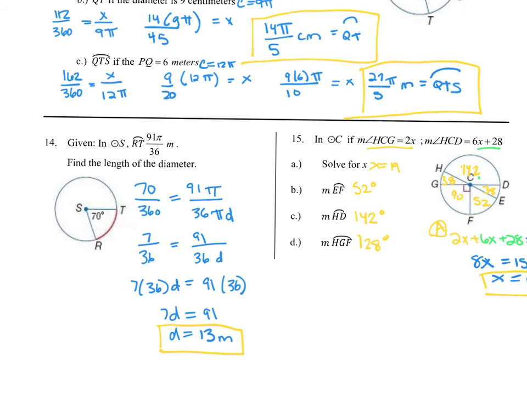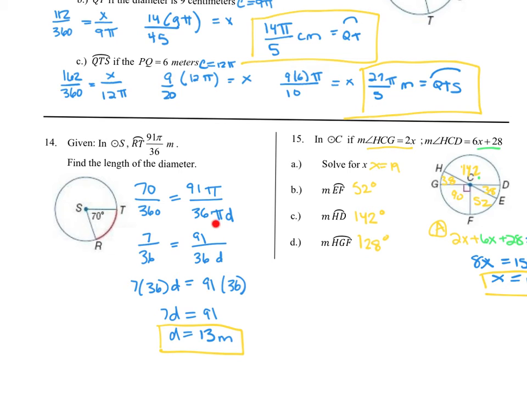All right, so let's start with number 14. Number 14 asks us to find the diameter. So I'm given the arc length here. If this is a central angle of 70, then this arc here is 70. So that's 70 over 360, and you can see I immediately reduce that to just 7 over 36. Over here on this side, here is my arc length, so 91 pi over 36.